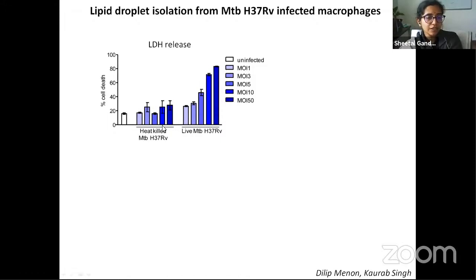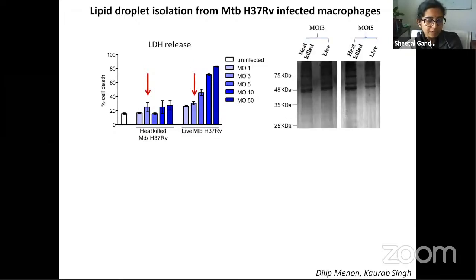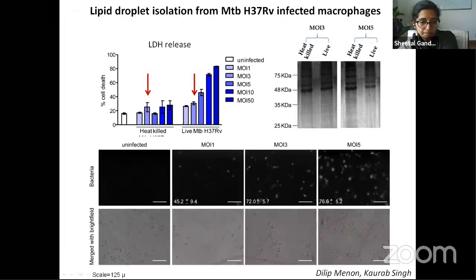So we wanted to take a condition where the cell death by live MTB was minimal and comparable to that by heat-killed MTB. And that was a multiplicity of infection of 3. We could isolate the lipid droplets from these cells and overall get an equivalent amount of the lipid droplet fraction. Whereas if we took a multiplicity of 5, because it caused more necrosis, we also got a lower amount of protein from these samples. So again, a multiplicity of 3 was what was working best.